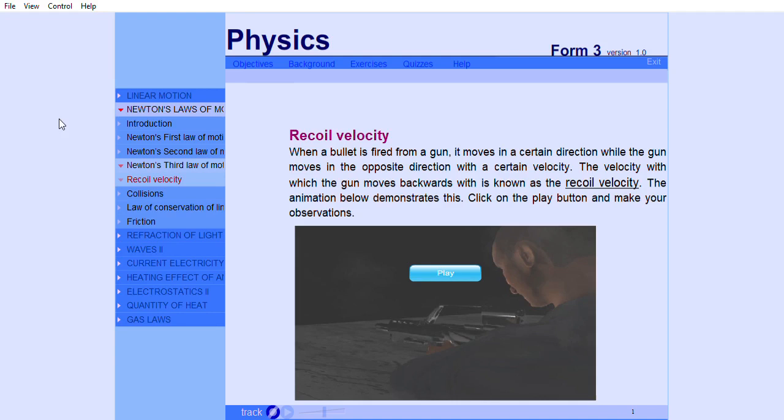When a bullet is fired by a gun, it moves in a certain direction while the gun moves in the opposite direction with a certain velocity. The velocity with which the gun moves backwards is known as the recoil velocity. The animation below demonstrates this. Click on the play button and see what happens.